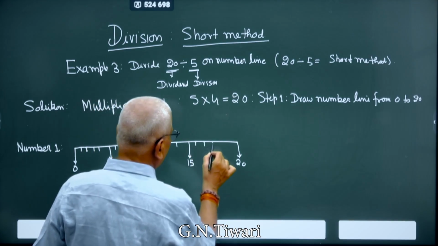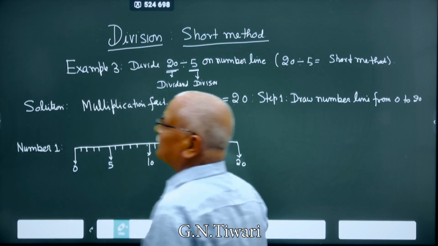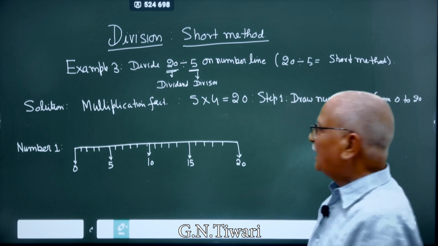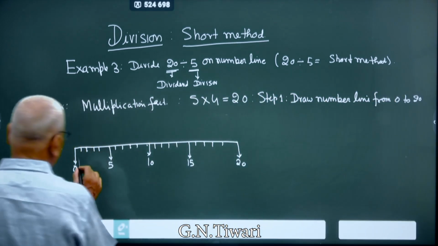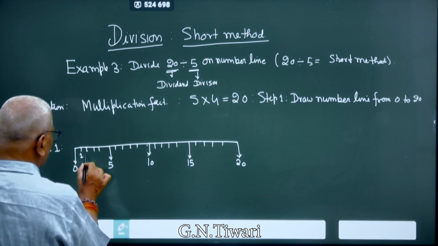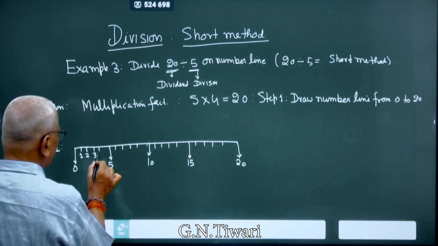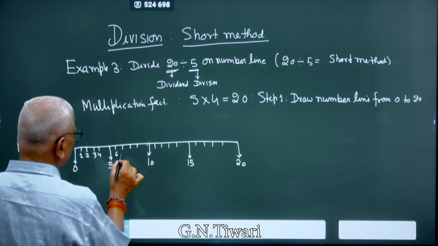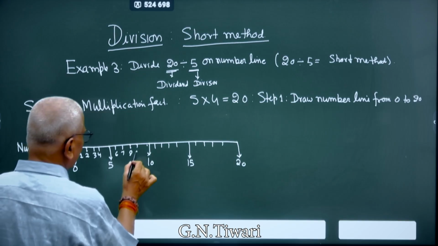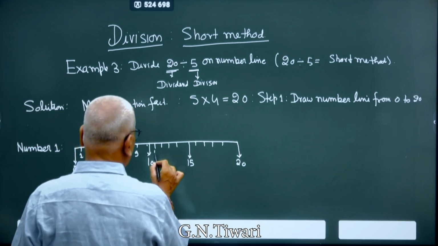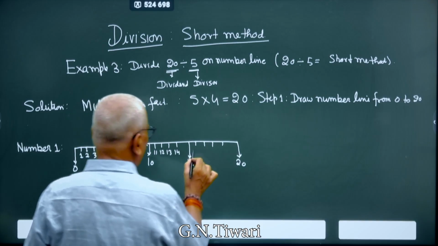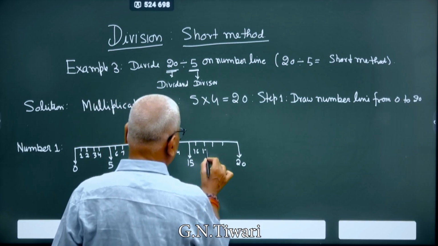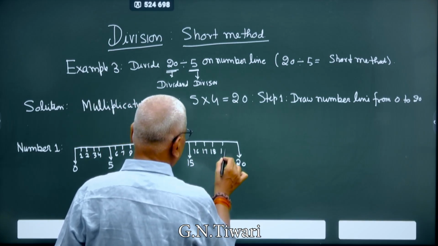लड़के पूछ सकते हैं सर 4 ही क्यों, ये तो 5 है. तो इस लाइन को 0, 5 को 4 में डिवाइड करोगे तो 5 हो जाएगा, because this is 1, 2, 3, 4, 6, 7, 8, 9, 11, 12, 13, 14. यहाँ पर 16, 17, 18, 19.